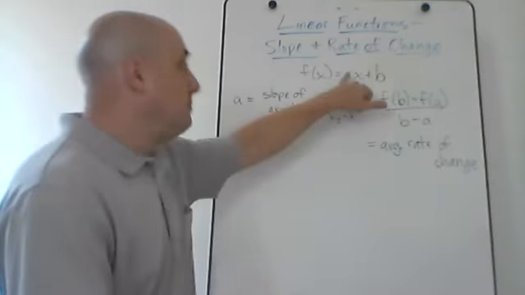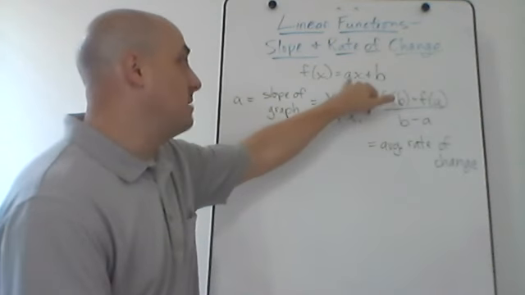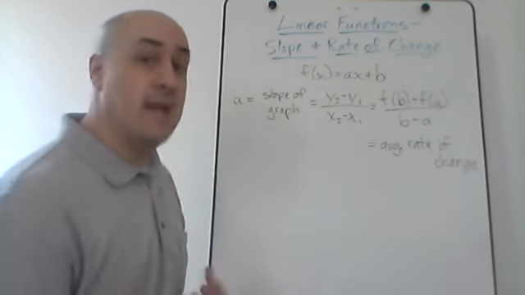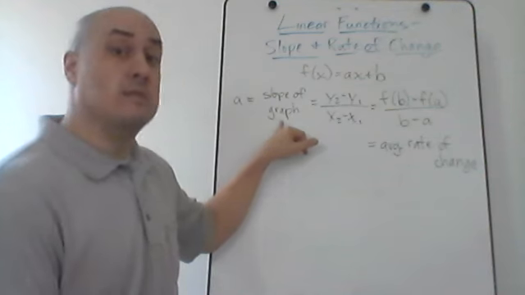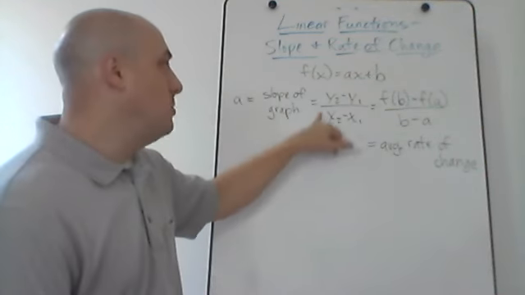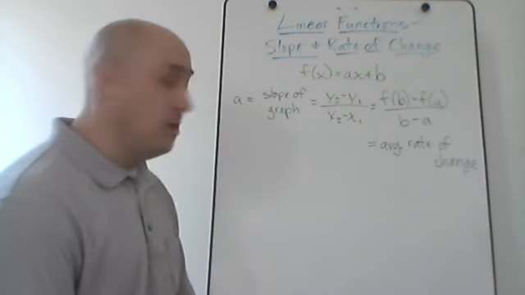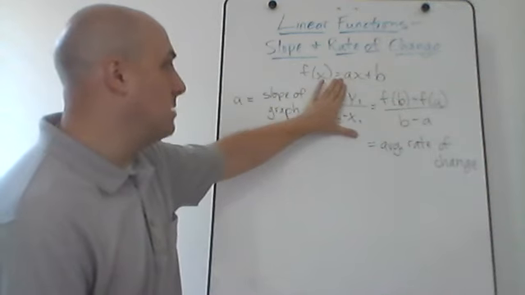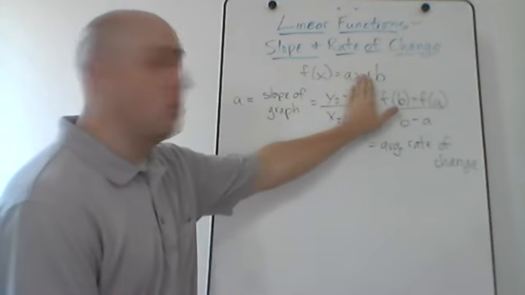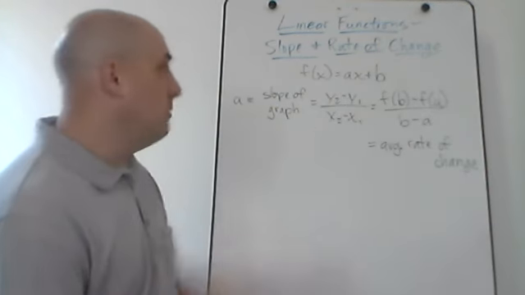So the slope of the graph of that linear function is the coefficient of the x. It's that a, that number that's attached to the x. So a is the slope of the graph. Now if you recall the slope formula, it's y2 minus y1 over x2 minus x1. That's how you find the slope of the line that connects any 2 points, where the coordinates of the first point are x1, y1, and the second point's coordinates are x2, y2. So this is the slope formula.